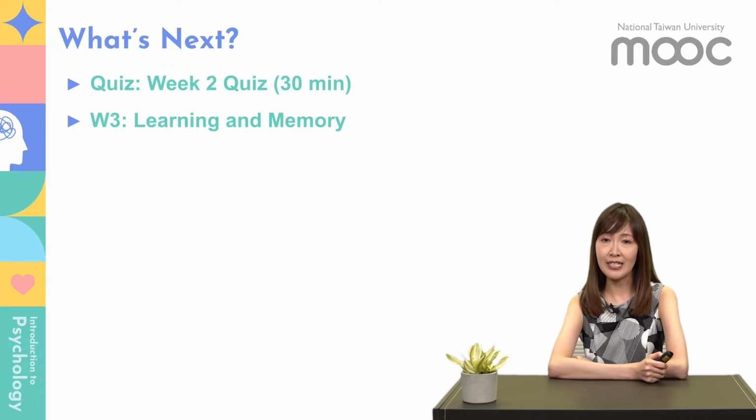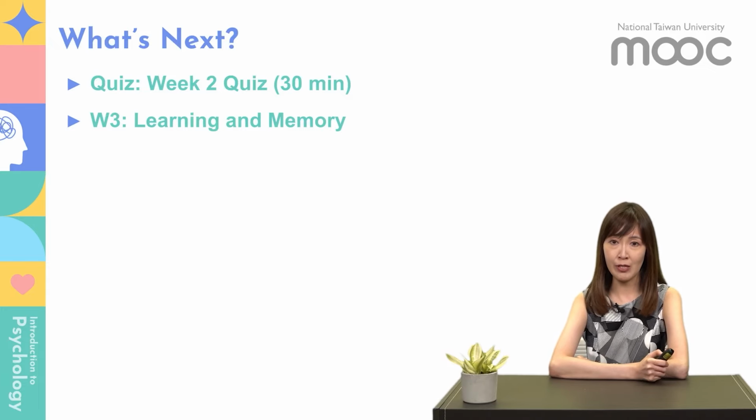In the next chapter, we will be looking at 3 types of learning, including classical conditioning, operant conditioning, and observational learning. And then we will also look at the 3 processes in memory, including encoding, storage, and retrieval.